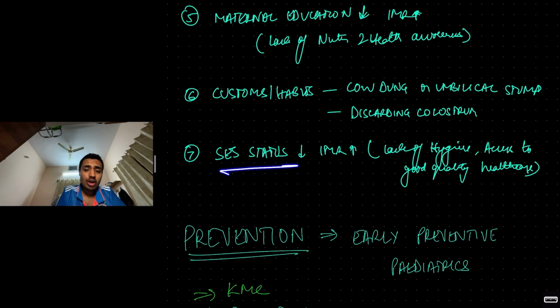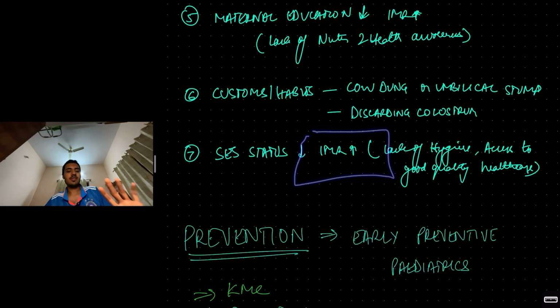Low socio-economic status: they'll be living in a very poor area, with lack of hygiene and lack of sanitation. They won't have access to good quality healthcare. They'll have less chance of education, nutrition education and health education. So there is a higher risk of infant mortality rate.